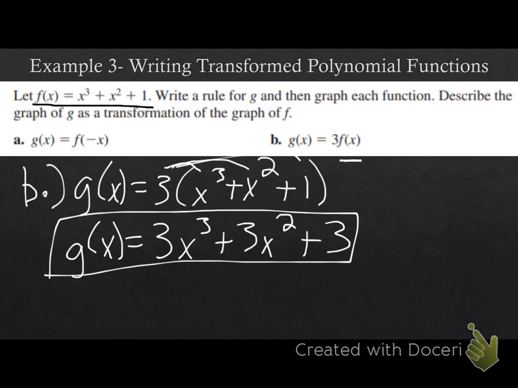Any questions how we're writing our rules? If I've got something happening to the function, I'm probably going to be multiplying the function by something or adding or subtracting the function by something. If I have something in parentheses, I'm probably going to be plugging stuff in for x. Does that make sense?